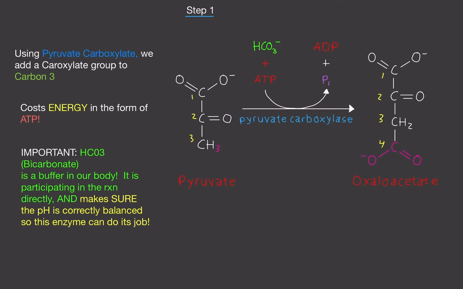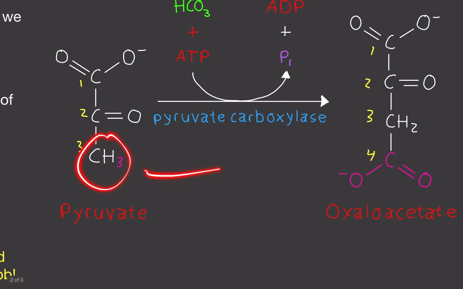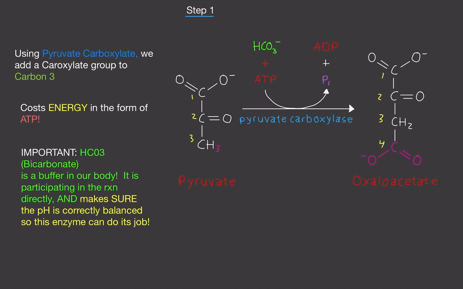So to sum up, what we're doing here is first, we're taking the pyruvate. And notice that we have a CH3 here. We're going to turn this into a CH2. Okay? Then we're going to add a carboxylate group to carbon number 3. And this will create carbon number 4. Right here. And this uses ATP and bicarbonate.